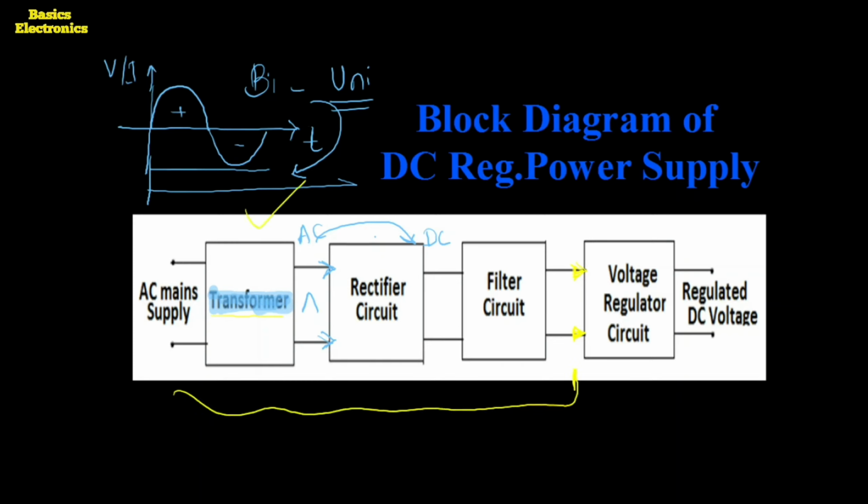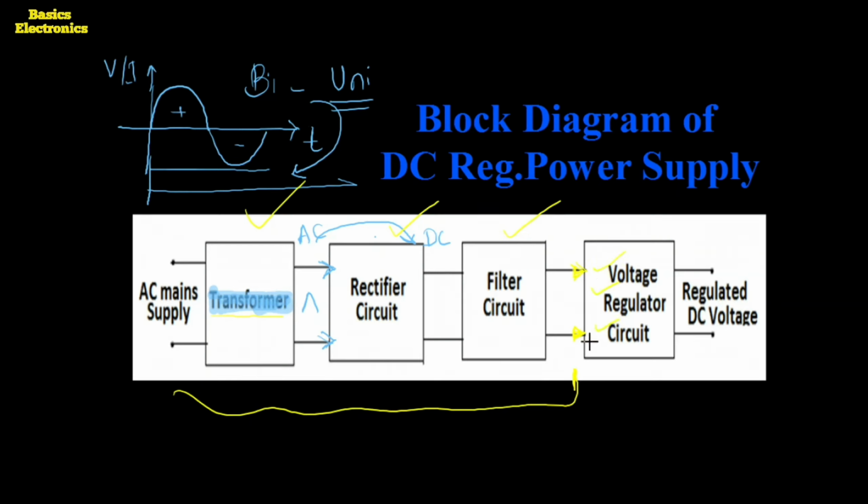The power supply which consists of only the transformer, rectifier and filter, that power supply we call an unregulated power supply. That unregulated power supply may be used where a quality electronic circuit is not required, or where battery charging may be there, or there may be an electronic circuit which tolerates variations in the DC supply. Okay, so that is a different matter.